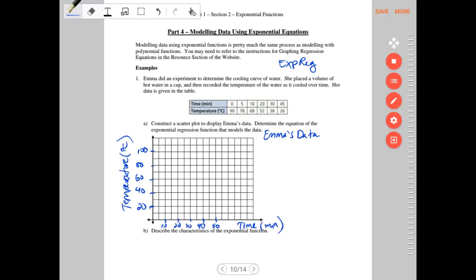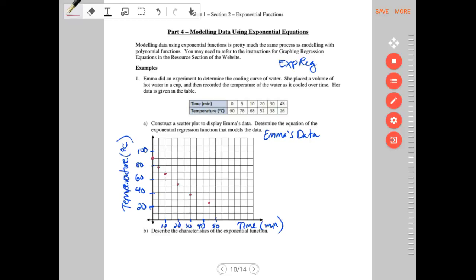So let's start plotting some points here. Okay, when time is 0, temperature is 90. So 0, 90. After 5 minutes, we're at 78, so roughly there. Okay. After 10 minutes, we're at 68, so roughly there. After 20 minutes, we are at 52, so about there. And 30 minutes, we're at 38. Okay, and 45 minutes, we're down to 26 degrees. So that'd be right about there.